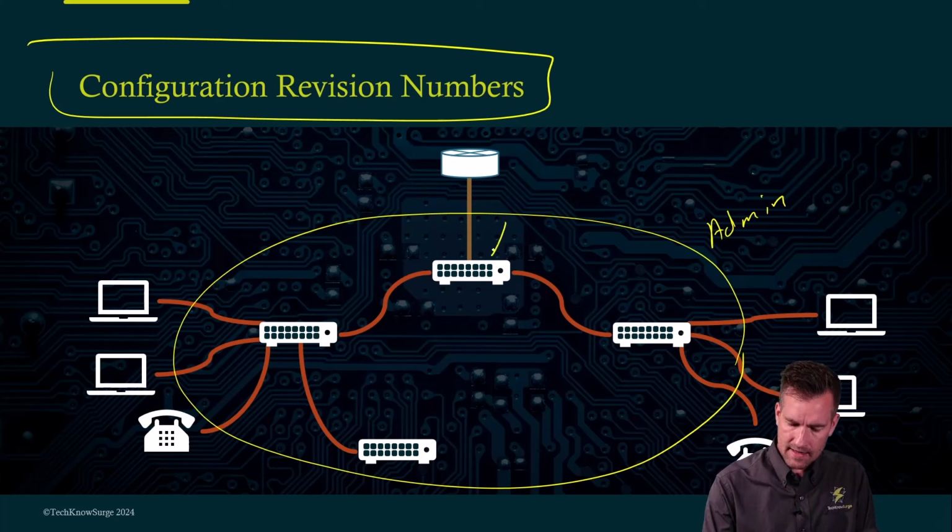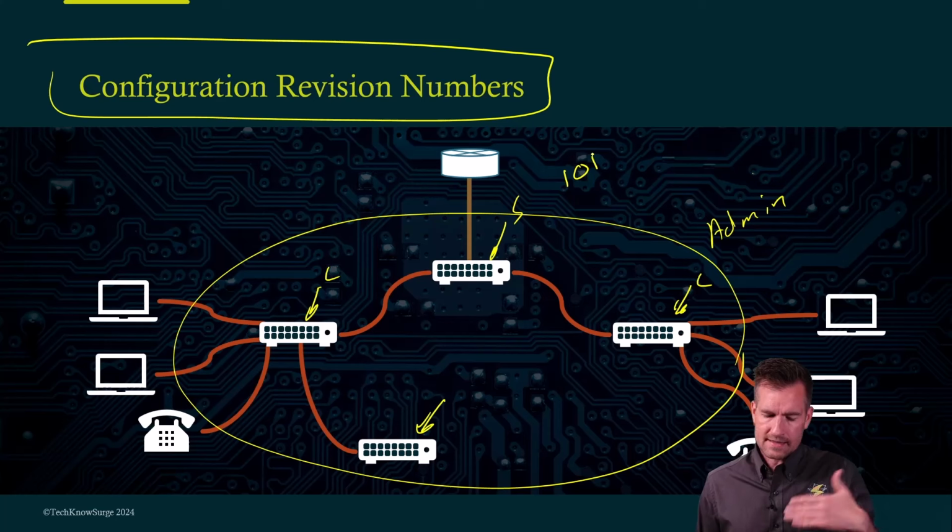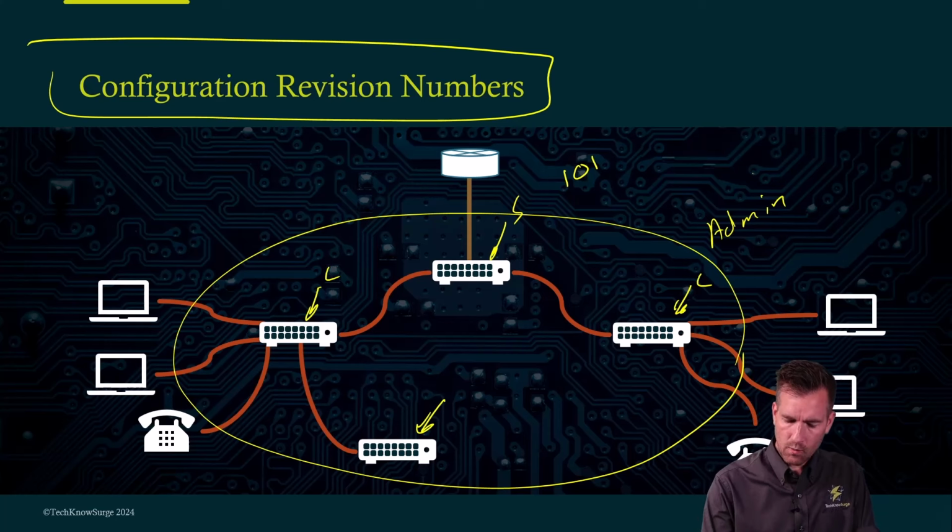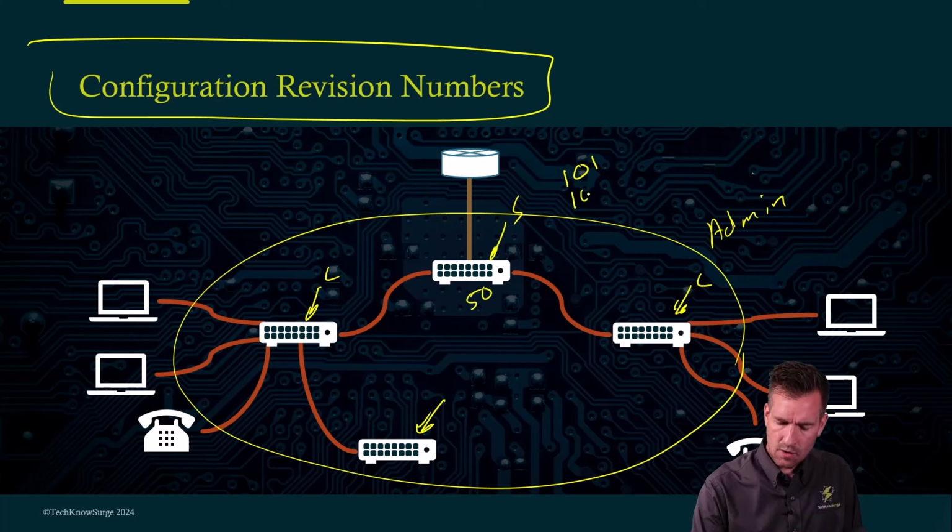And let's say this is the server right here. These are all clients right here. And we're on revision number 101. It starts at 0 and counts its way up. But let's say we're on revision 101 and we add, let's say, VLAN 50 to this. Now it goes to 102.